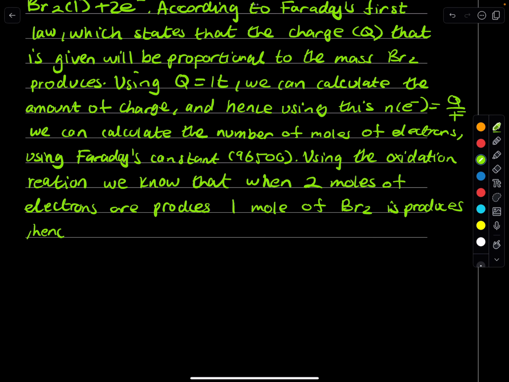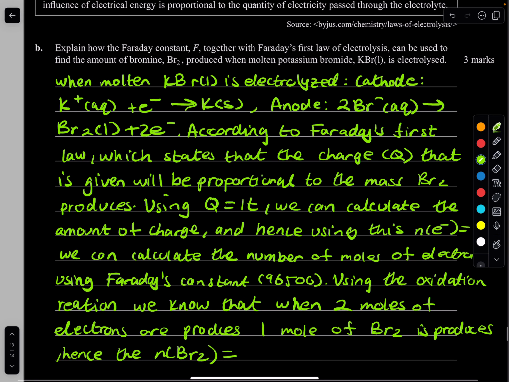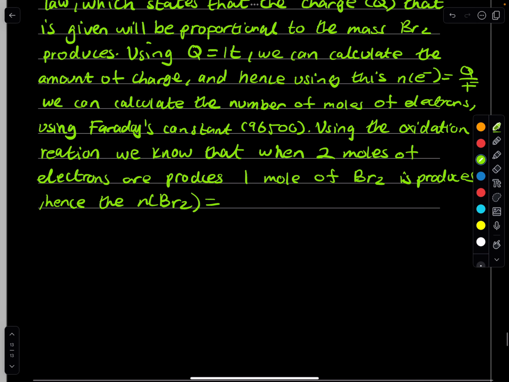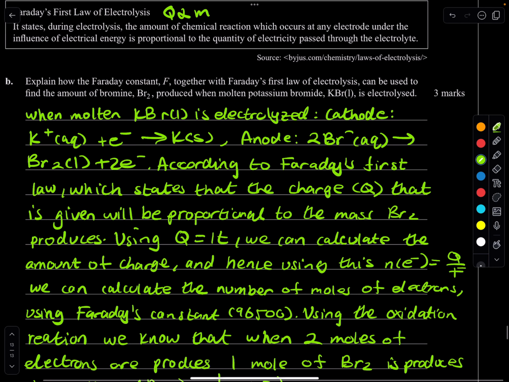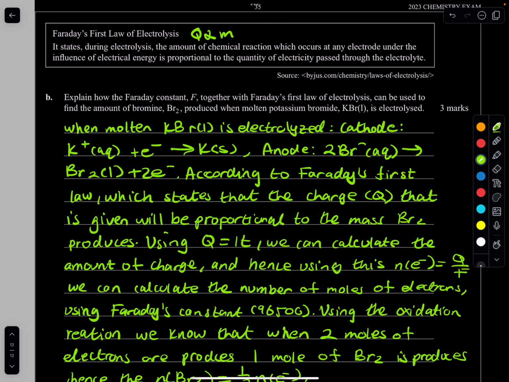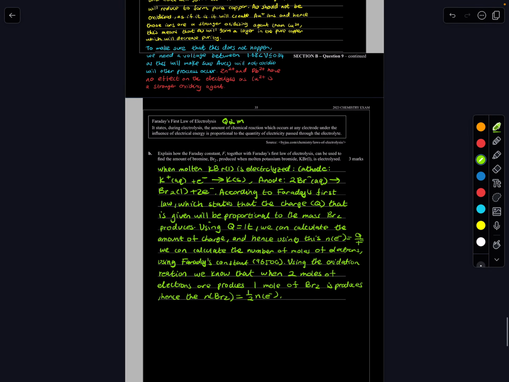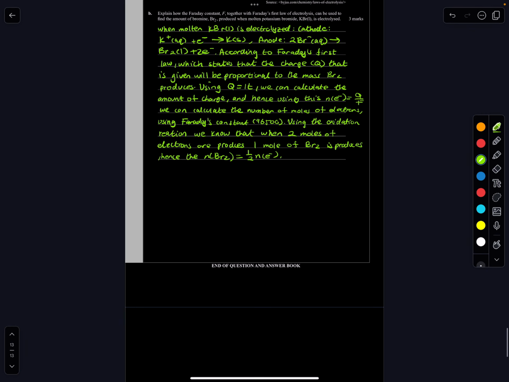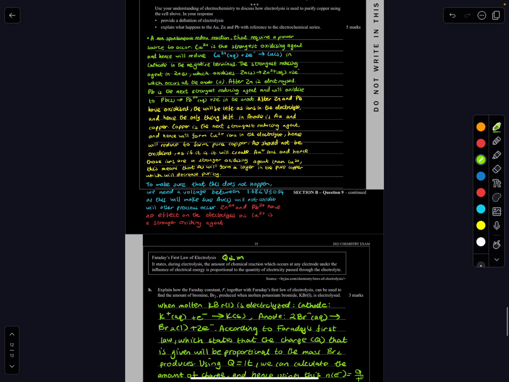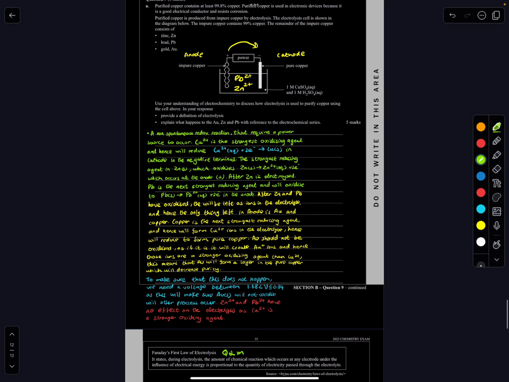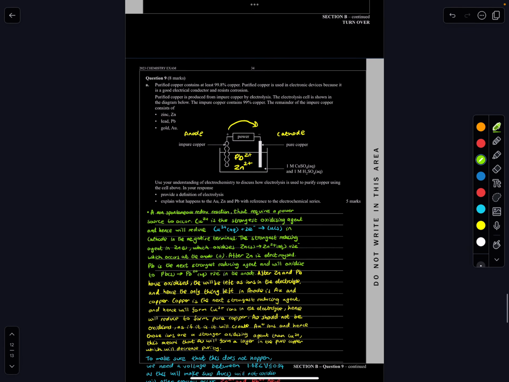Hence, the moles of Br2 can be calculated as 1/2 of the number of moles of electrons. And that's it, because the number of electrons will give you the amount of bromine. The amount, not the mass. They're not saying mass, but amount means moles. But yeah, that is it. I think that goes into very much detail for those 3 marks. Very nice, easy question to end it with. This was a bit difficult because there's a lot of wording, but hopefully it goes in detail.